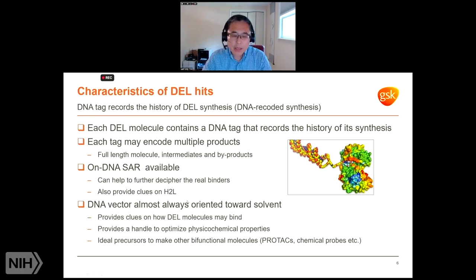And last, I just want to say that because the DEL tag is a big DNA molecule, very water soluble, based on all the available crystal structures of the DEL hits, they always point towards solvent, which provides some information on how a DEL molecule may bind, sometimes useful in docking studies. It also provides a handle to optimize physicochemical properties, and this also makes DEL hits ideal precursors to make other bifunctional molecules.